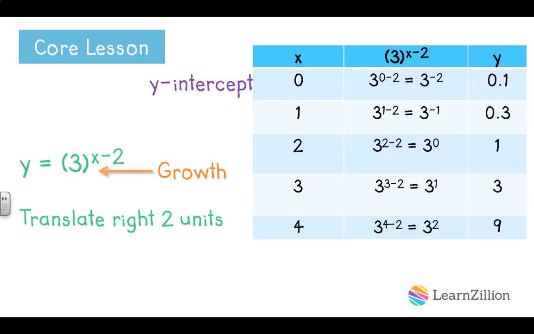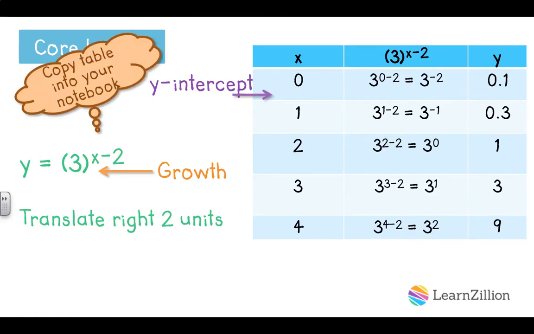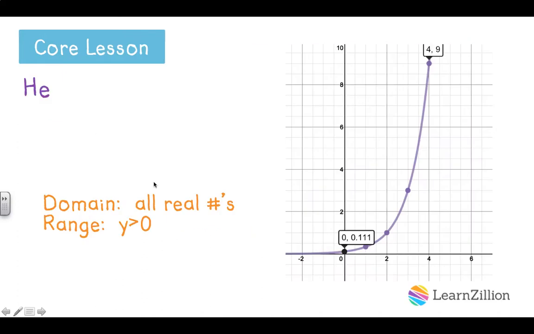So looking at this chart of one that's going to be transformed again, I would put this in your notebook. You're looking at 3, instead of just raised to the x power, it's going to be raised to the x minus 2. So this should translate that 2 units to the right. And then here's your chart that should show you all of those changes. You still have growth. Here's your y-intercept up here, very, very close to 0, 0. And here's the graph that goes with that.